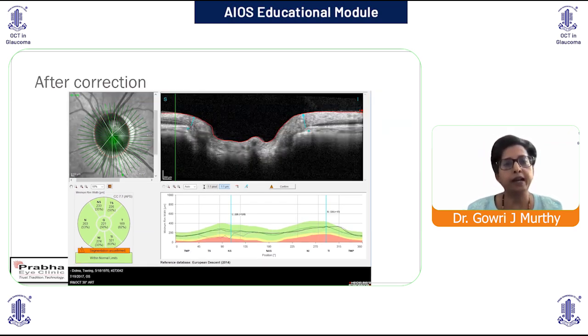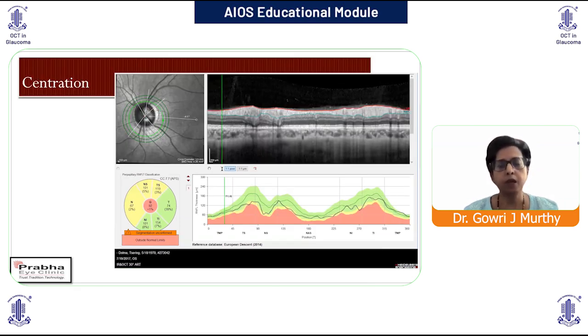And once we correct the BMO to accurately represent the Bruch's membrane opening, you can see that the borderline area has reverted back to green, or now normal. So one should always check the BMO correctness before going on to the interpretation.